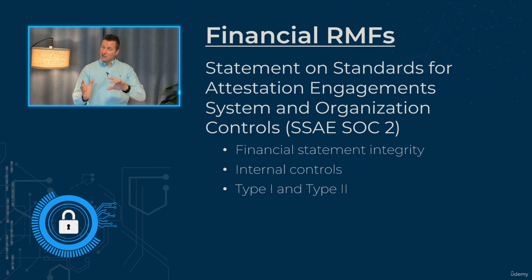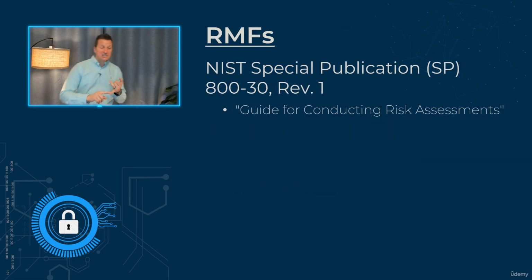There are different categories of SOC 2 controls, type 1 and type 2, that look at different ways of controlling access to processes and the resultant financial documents within an organization. NIST Special Publication, or SP 800-30, Revision 1, is the guide for conducting risk assessments. So we've got guidelines step by step on how to conduct a risk assessment. Why don't we take a look at Special Publication 800-30 for a second?